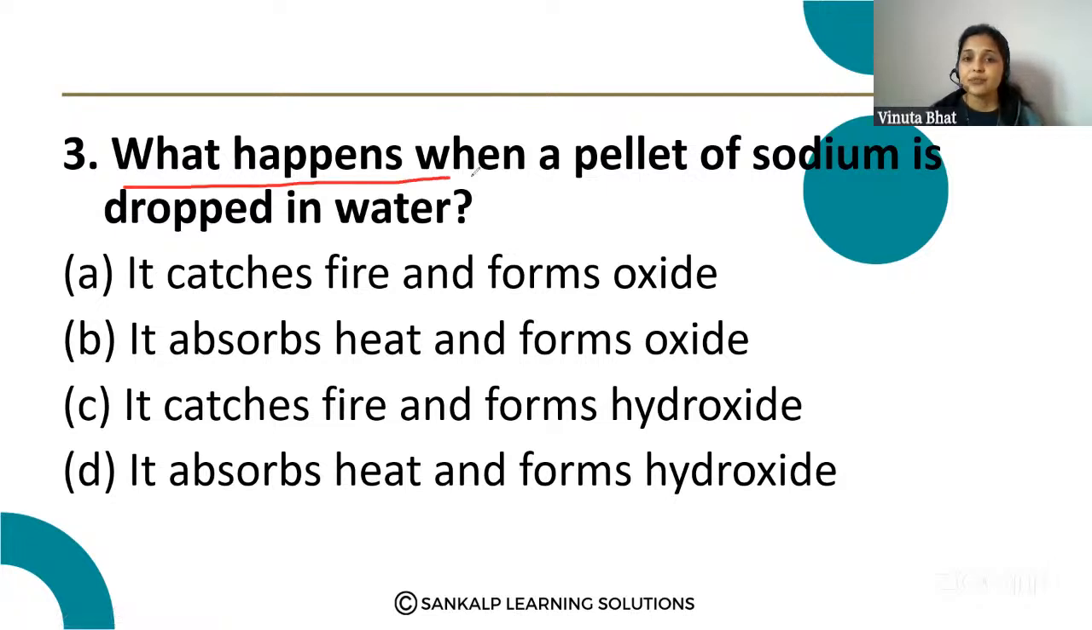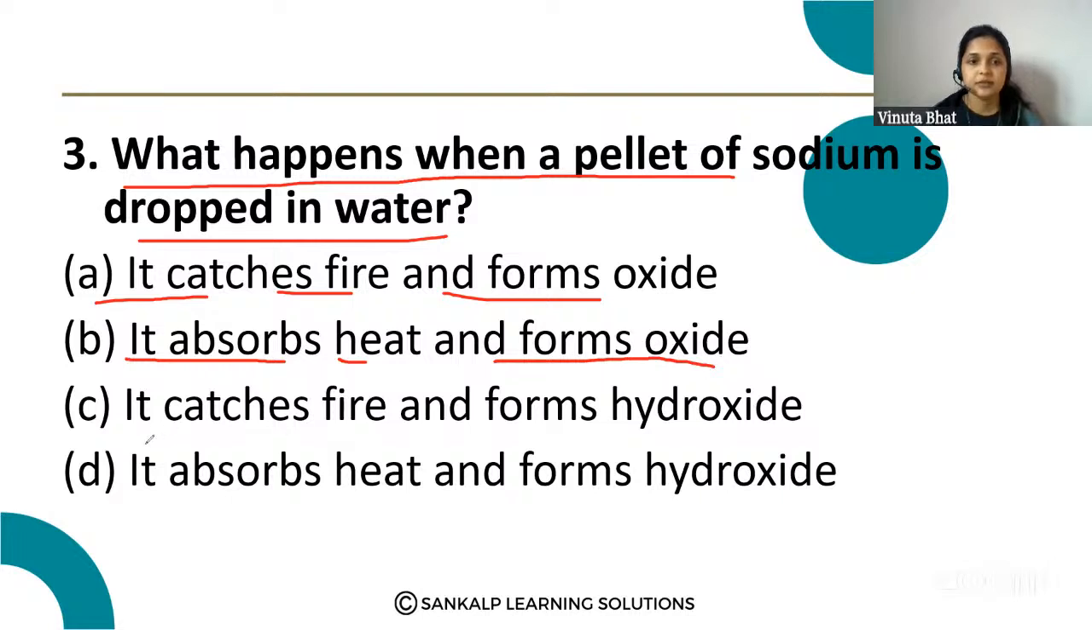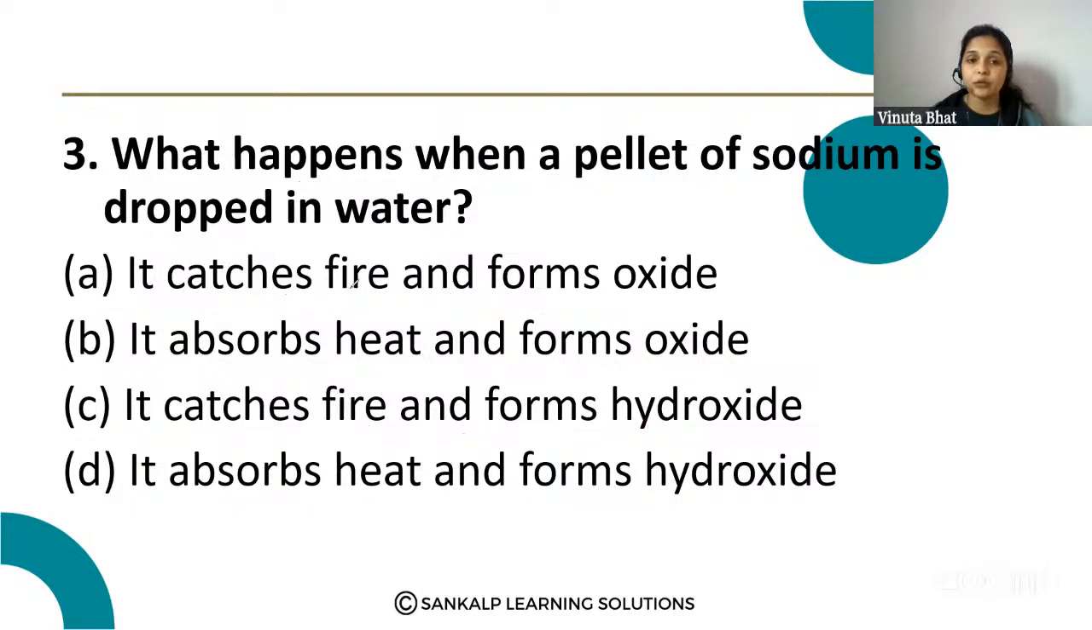What happens when a pellet of sodium is dropped in water? Option A, it catches fire and forms oxide. Option B, it absorbs heat and forms oxide. Option C, it catches fire and forms hydroxide. Option D, it absorbs heat and forms hydroxide. When a sodium pellet, which is more reactive, is dropped in water, it catches fire.